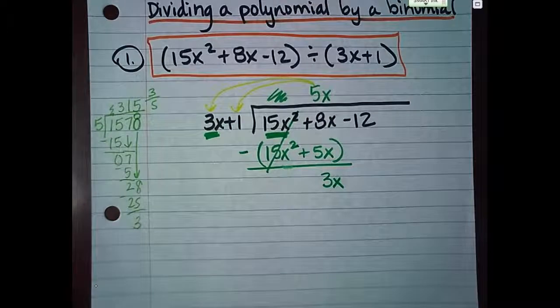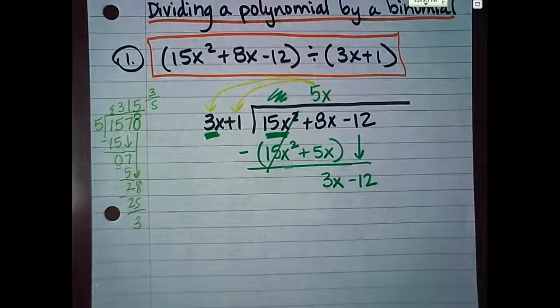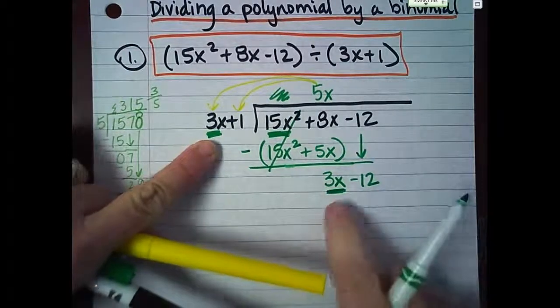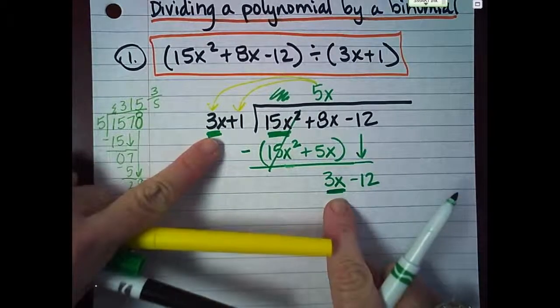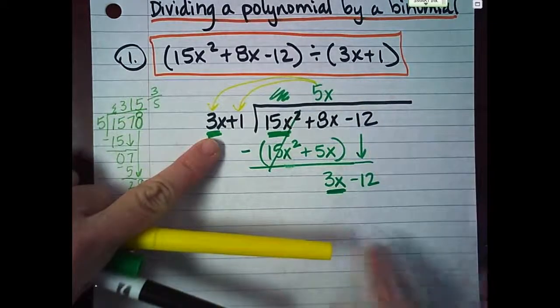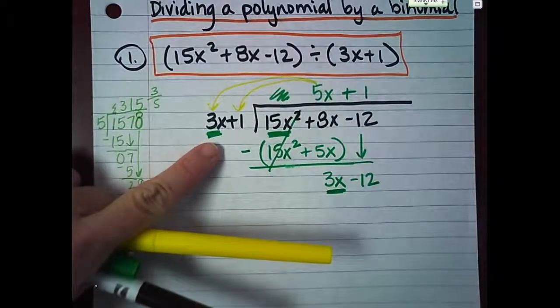What did we do next? We brought down the, this time it's going to be a what? A negative 12. And again, you're going to look at the first of this and the first of what's left. 3x into 3x. What do I need? Does it go in perfectly? Yeah. So what number do I need to put up there then? 1, so plus 1.